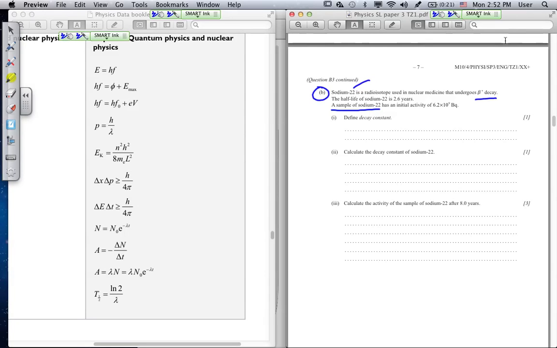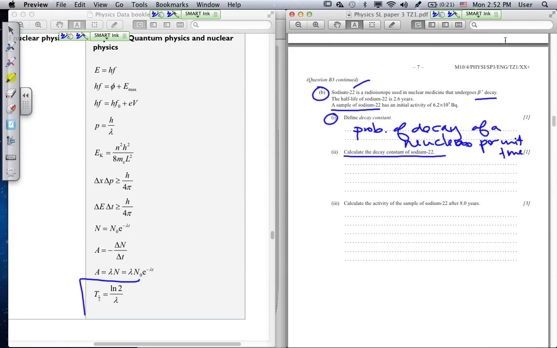So in defining this over here, firstly define the decay constant. For the decay constant, it's the probability of decay of a nucleus per unit time. So it's a probability of decay of a nucleus, and what's very important is per unit time. So calculate the decay constant of sodium 22. For that, we're going to use this formula over here.